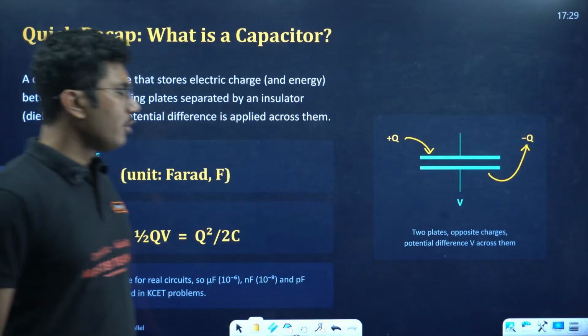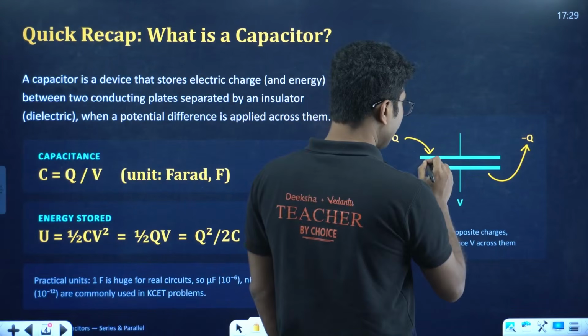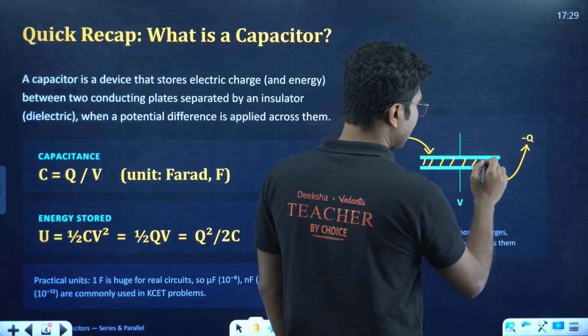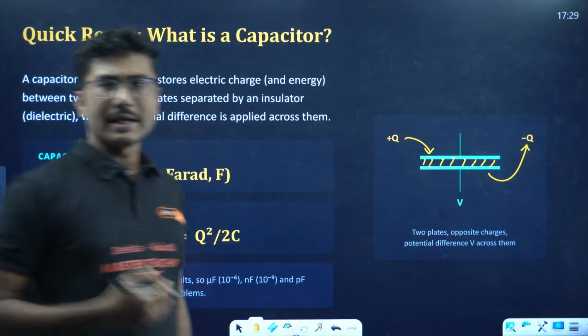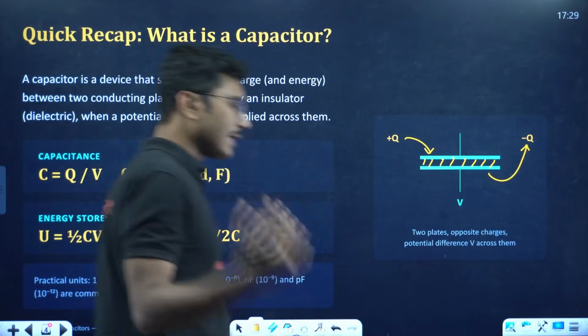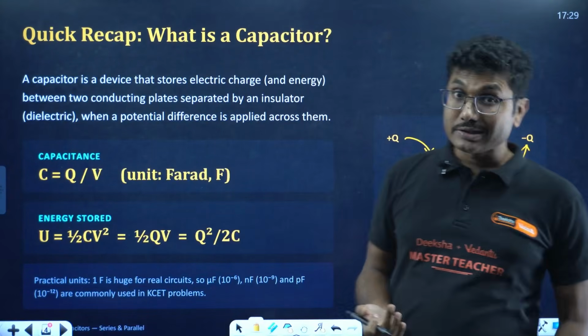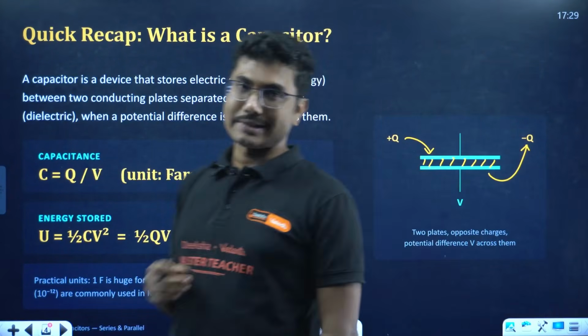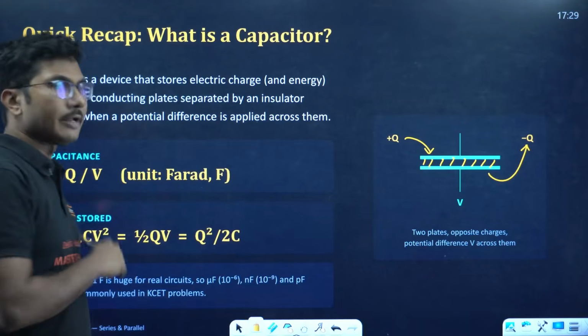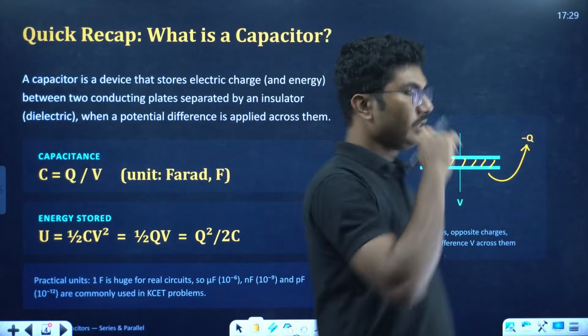Here some insulating medium can be present between the capacitor plates. It can be air, which is also an insulator. It can be a mica sheet. It can be paper. It can be a waxed sheet as well, as wax acts as an insulator. So it can be anything that is present between the plates.